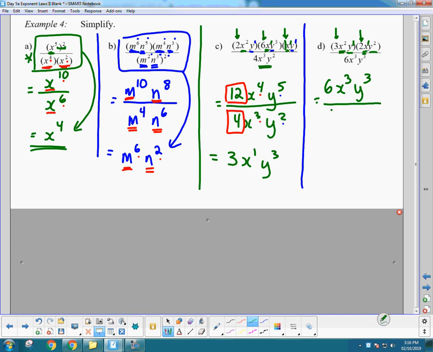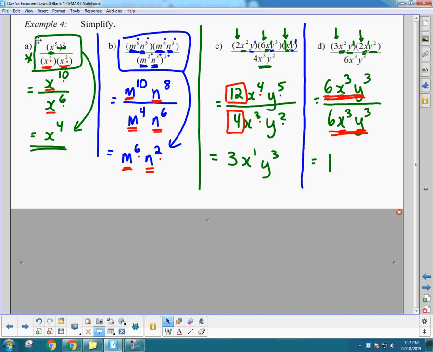Divided by our bottom, and our bottom we can't do anything. And we get something very, very interesting. It's something being divided by itself. What's 6 divided by 6? Well, 6 divided by 6 is 1. What's x cubed divided by itself? Well, x cubed divided by itself is 1 as well. And the same with y. All of these are being divided by itself. And in fact, this whole term is being divided by itself. And so, if you divide something by itself, it goes in one time. And we're left with just the answer of 1.